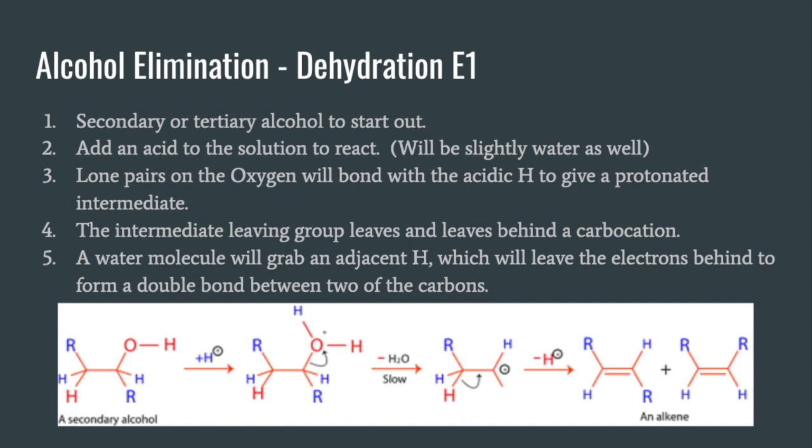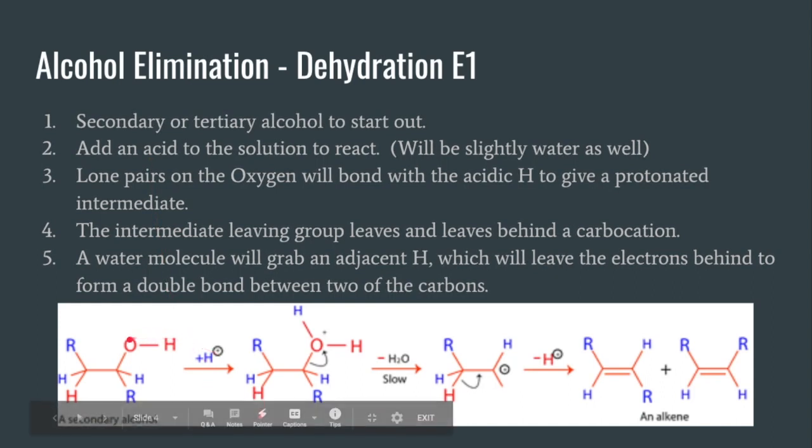Okay, so let's start with an E1 mechanism. That means we're going to start with a secondary or tertiary alcohol in the reaction, and we're going to add an acid. Once we add the acid, this oxygen is going to donate electrons to the hydrogen, and it's going to form this intermediate, which is a positively charged water molecule. Then we take the electrons in this bond and give them to the water molecule, and the water molecule is going to leave.